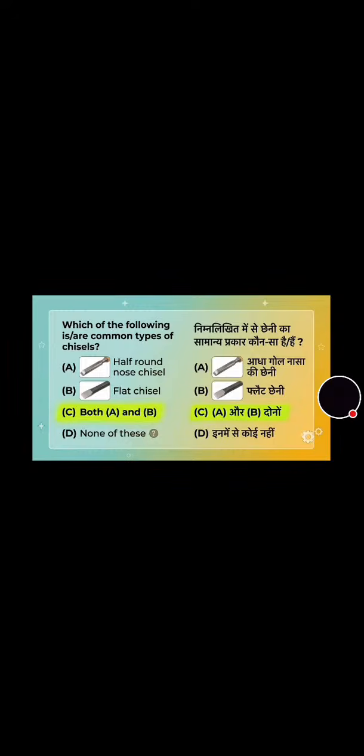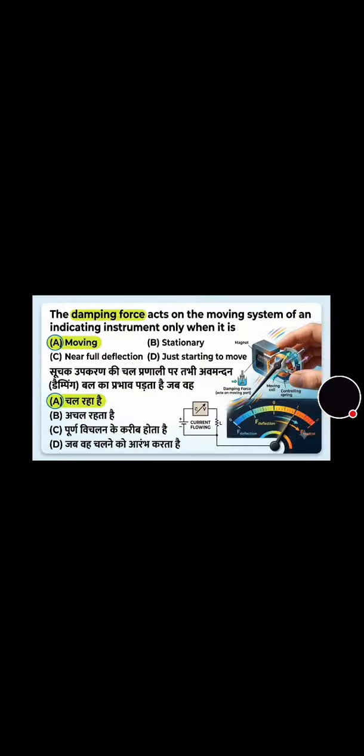Half round chisel, flat chisel. Now next question. The damping force acts on the moving system of an indicating instrument only when it is moving. And its correct answer is option A, that is moving. Now move towards the next question.